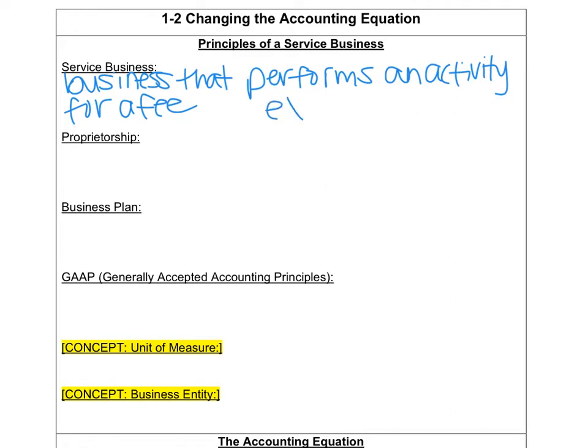So some other examples of service businesses might be a hair salon, maybe a lawn service, like if you're mowing lawns for people. Also babysitting. There's all different types of service businesses.